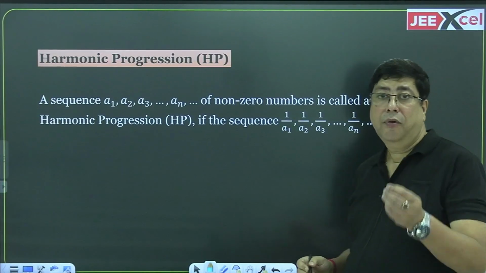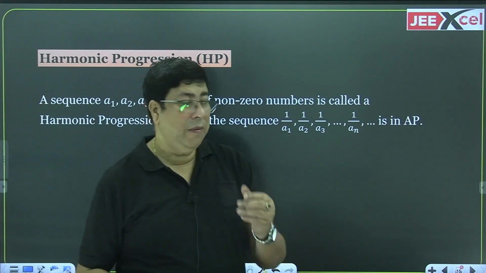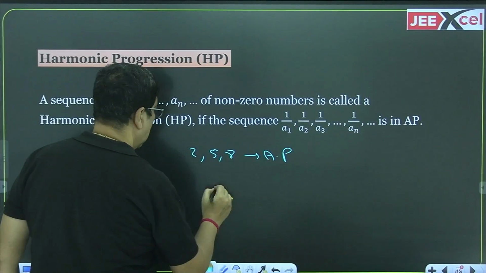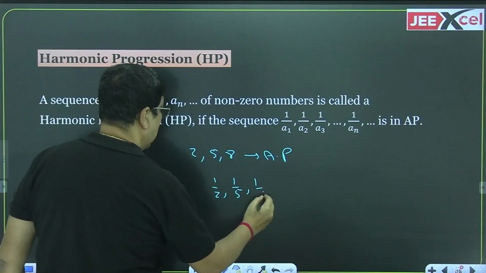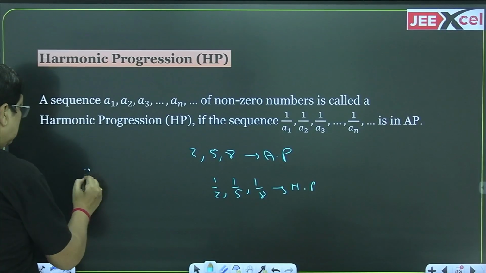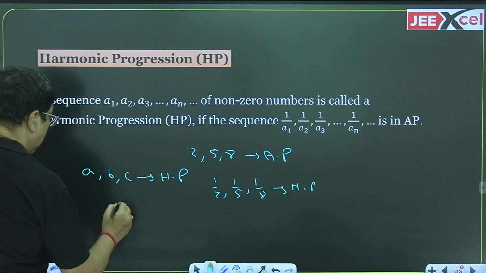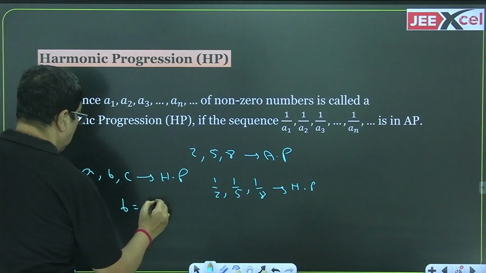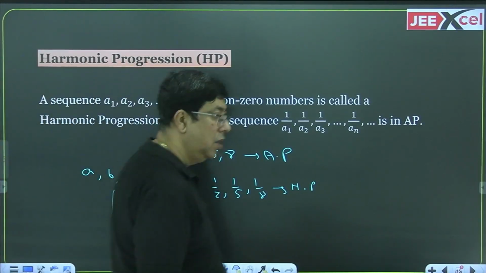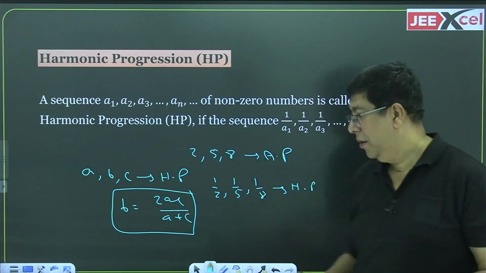Harmonic mean. What does harmonic mean mean? If 2, 5, 8 are in AP, then 1 by 2, 1 by 5, 1 by 8 are in HP. So, for example, if A, B, C are in HP, then we can say B equal to 2AC by A plus C. Remember this calculation. Remember this. Okay. So harmonic mean is the reciprocal of the AP. Next.